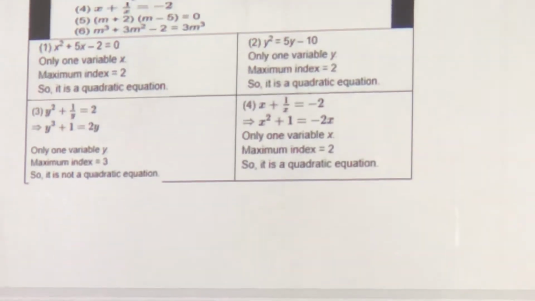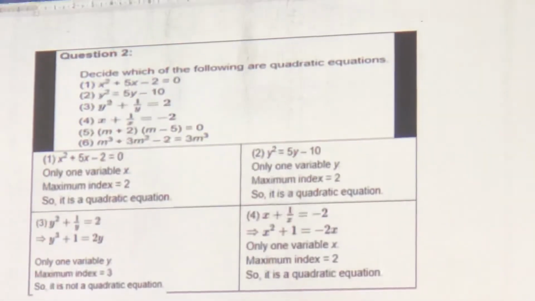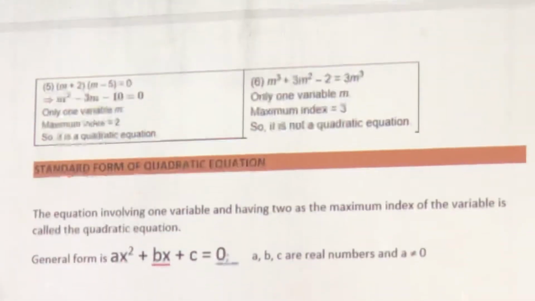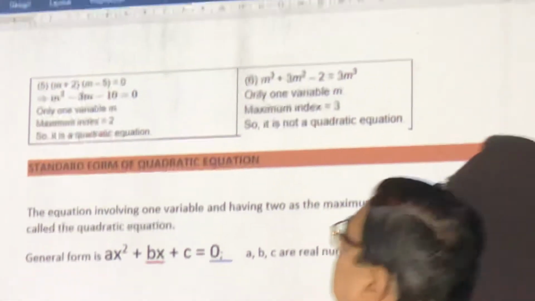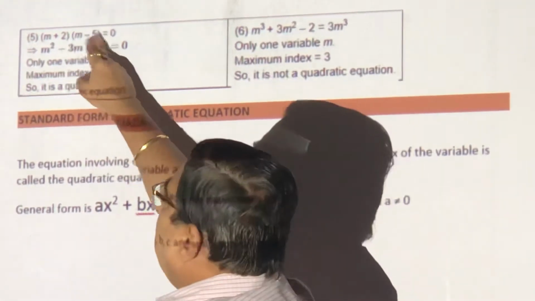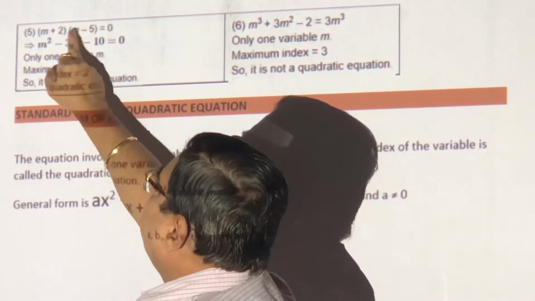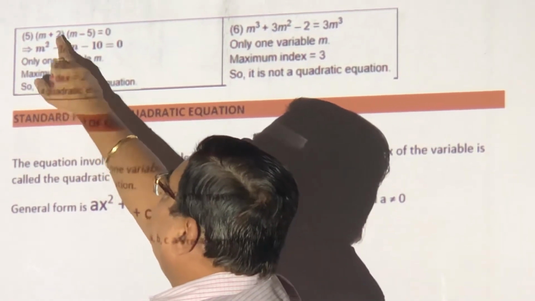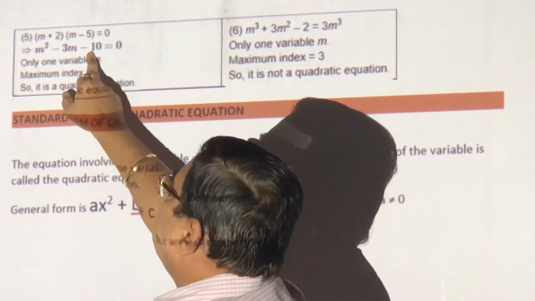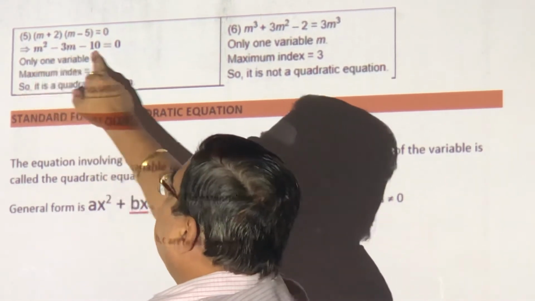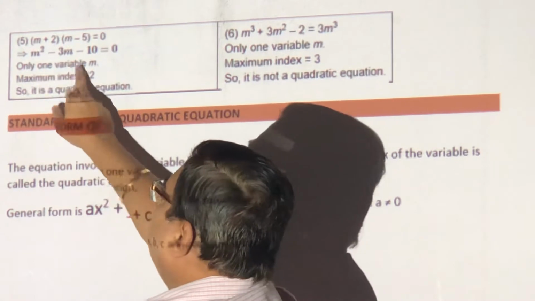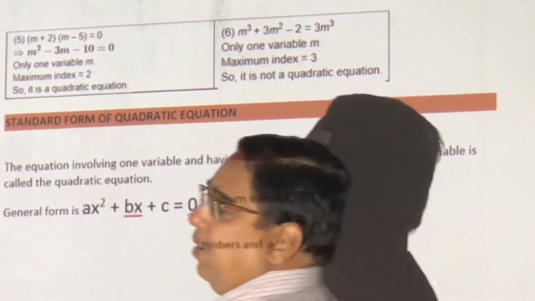So this is how, my friends, you will be doing the exercise. Let us look at the remaining 2 sums also. And now they gave me an equation like this. I open the bracket. M into m, m square. M into minus 5m and plus 2m minus 3m. 5 into 2, minus 10. Now only m is there. Only 2 is the highest power. It is a quadratic equation.